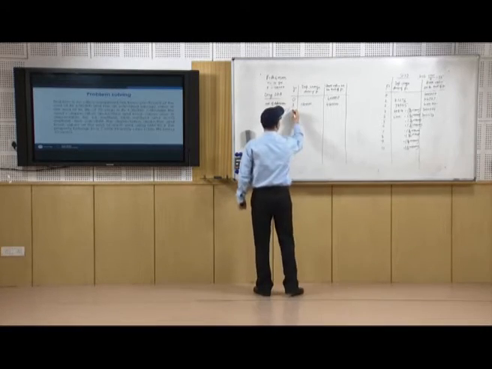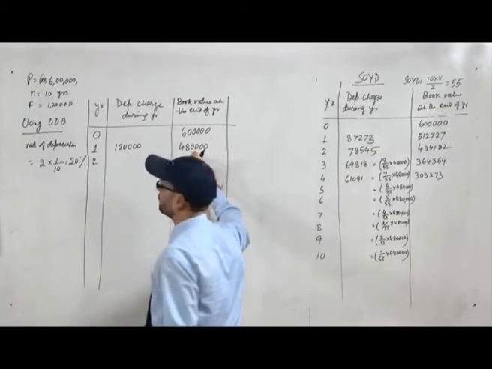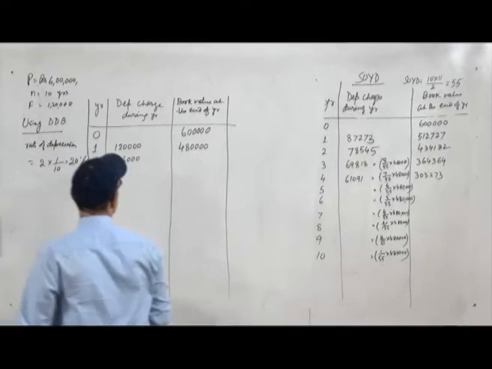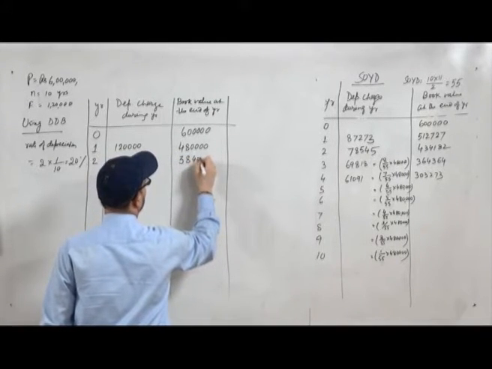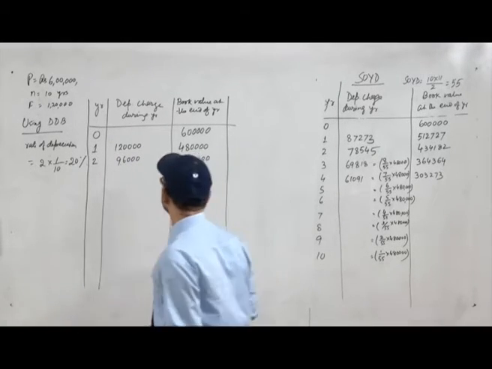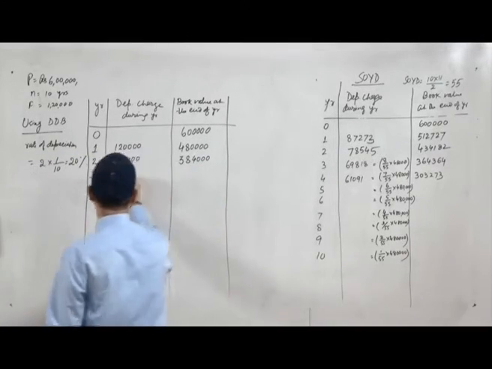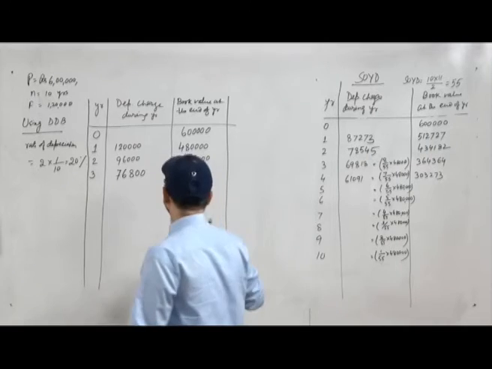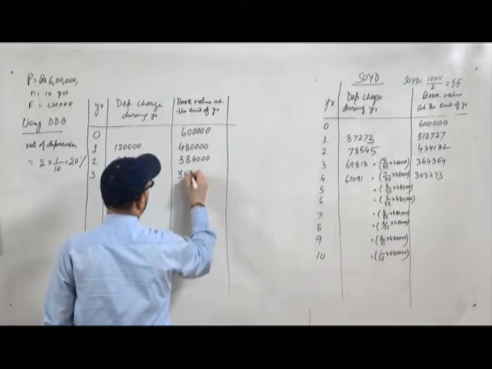Then in the second year, 20% of this amount, so this will be 96,000. So, this comes out to be 3,84,000. 4,80,000 minus 96,000, 3,84,000. So, in the third year depreciation charge will be 20% of 3,84,000, that is 76,800. So, the book value at the end of third year comes out to be 3,07,200.